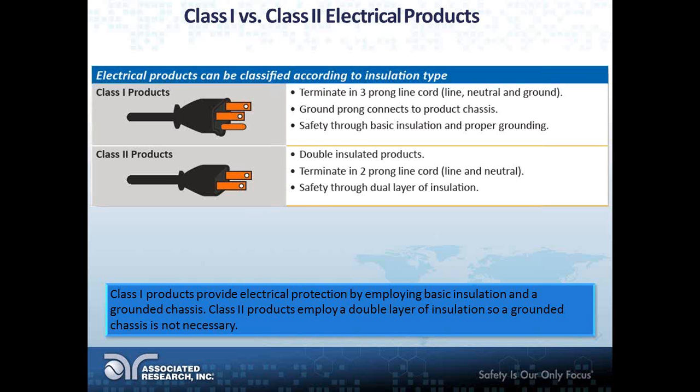But you also have what are called class 2 products, or double insulated products. They terminate in a 2-prong line cord, just line and neutral. So you might say to yourself, well, that's not grounded, isn't that dangerous? No, because what they have is protection through a double layer of insulation.